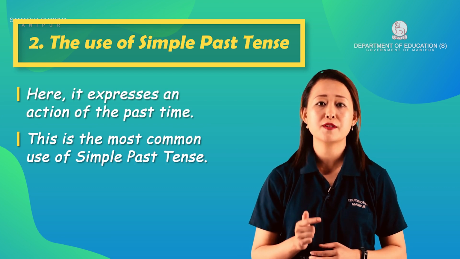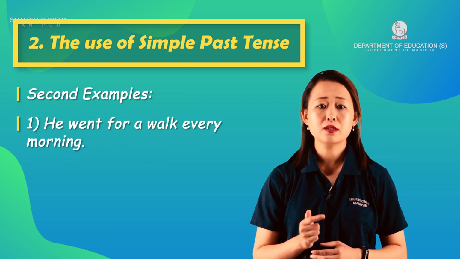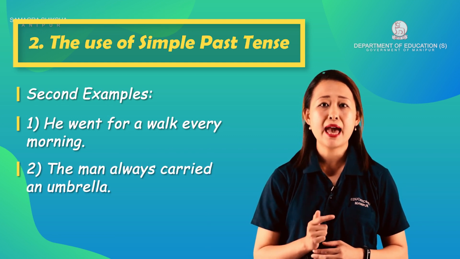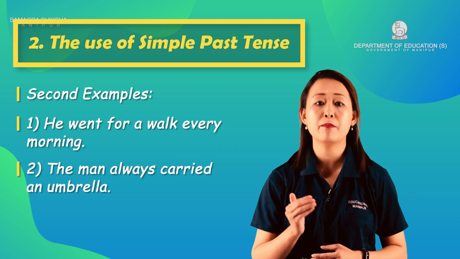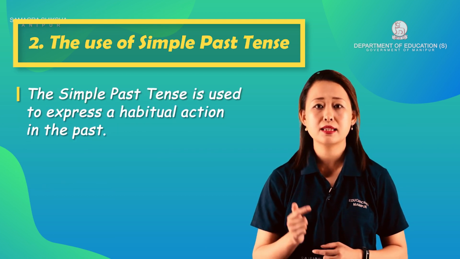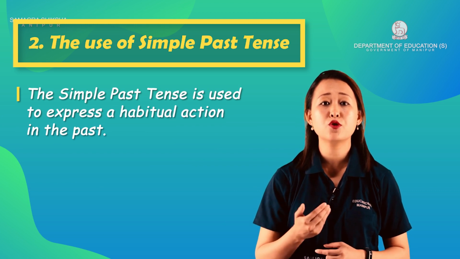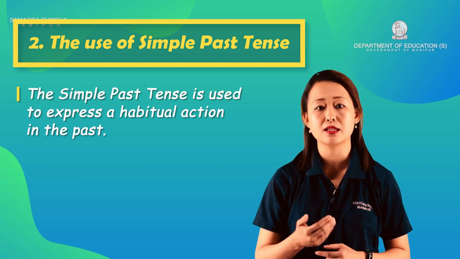Second, the use of simple past tense. Examples, he went for a walk every morning. The man always carried an umbrella. Here, we see that the simple past tense is used to express a habitual action in the past.